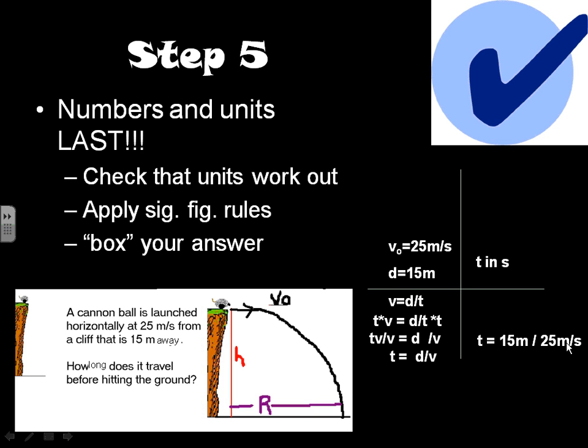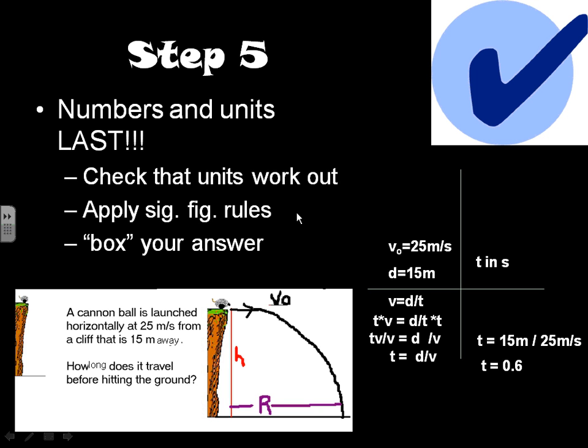I make sure I have the units in there so I can cancel out the units that don't belong. Seconds under a division bar are actually going to come out to the top. That works for me. I'm looking for time in seconds. So I take 15 divided by 25, I get 0.6.